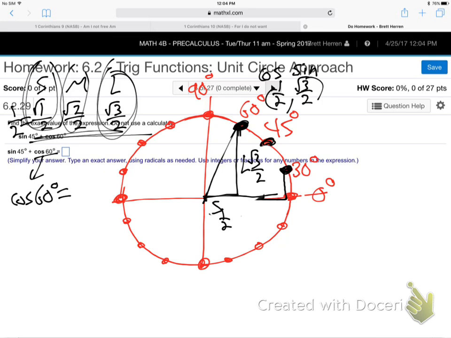So what do they want? They want cosine of 60. So what's the cosine of 60 going to be? At the 60 degree spot, over a half, up root 3 over 2, x, y, the cosine is the x. It's a half. Cosine of 60 is a half. Okay, great. What's the other one? What's the sine of 45?